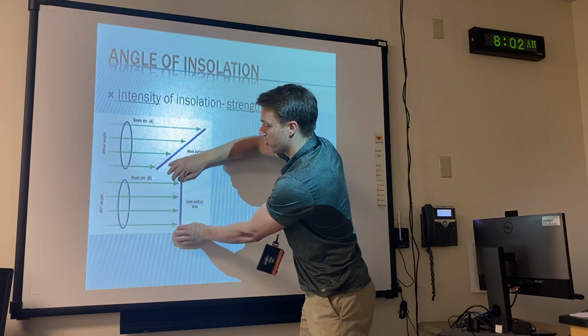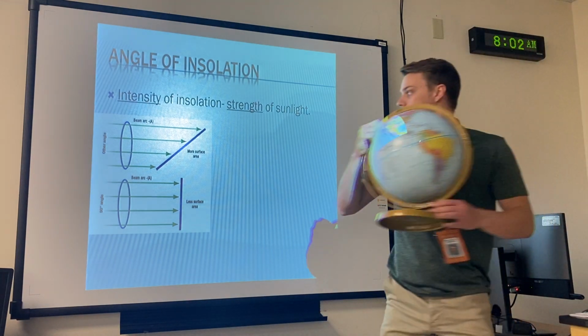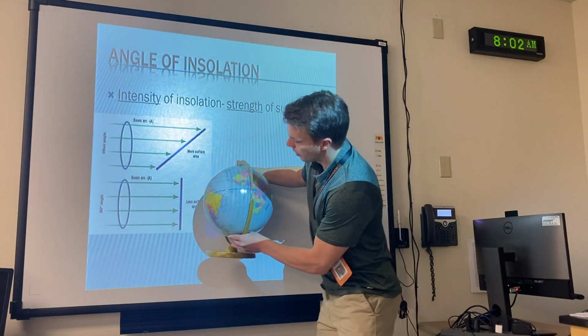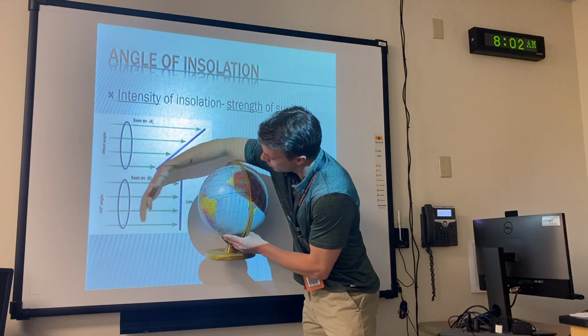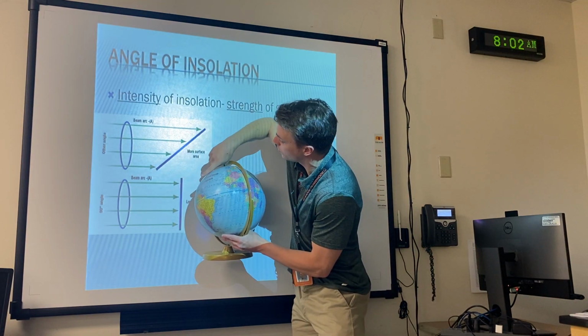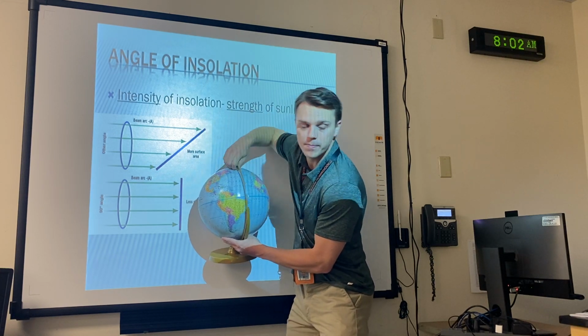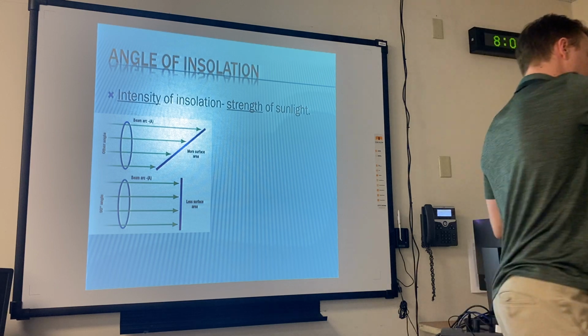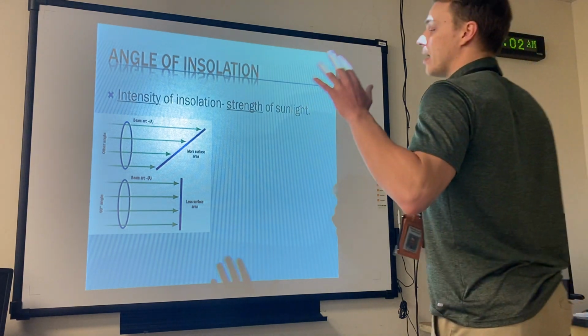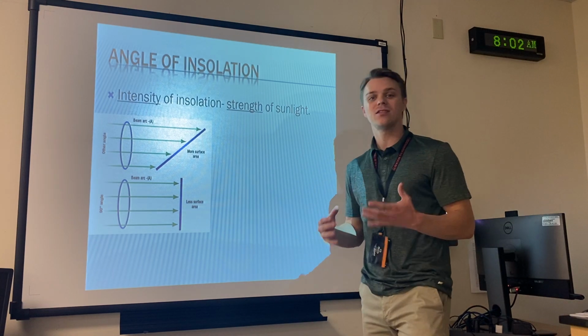But if we were to turn this and put it at an angle, kind of like how the Earth's surface is angled, right? So like if we were going to be setting this up, this would represent the equator, while something like this at this angle would represent north of the equator, something more like New York, right? So the light gets more spread out. It's less intense, right? So intensity of insolation has to do with the angle.